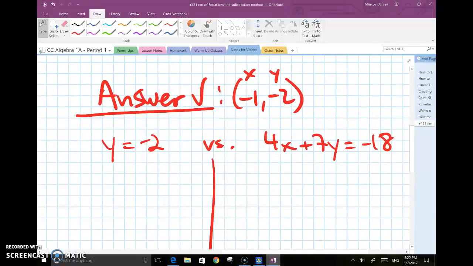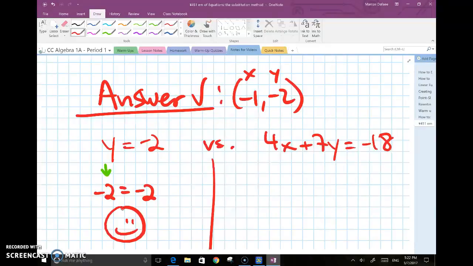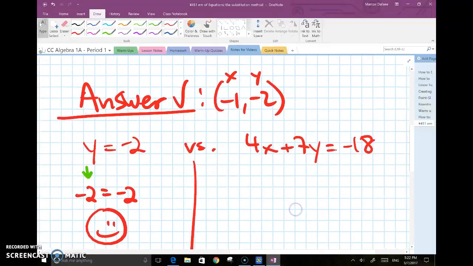In the first equation, y equals -2, my y is -2. It's already telling me that. So honestly, there really isn't work to do for this one, but to be complete, let's go ahead and replace this y over here with the -2 that we know it is. And as you can see, those two numbers look the same to me, and that is a true statement. Hence the smiley face.